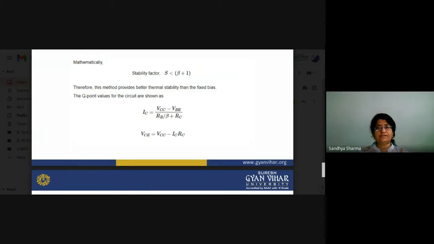Now we will calculate the stability factor. Therefore, this method provides better thermal stability than the fixed bias. And you can calculate the Q point value, VCE is VCC minus ICRC.